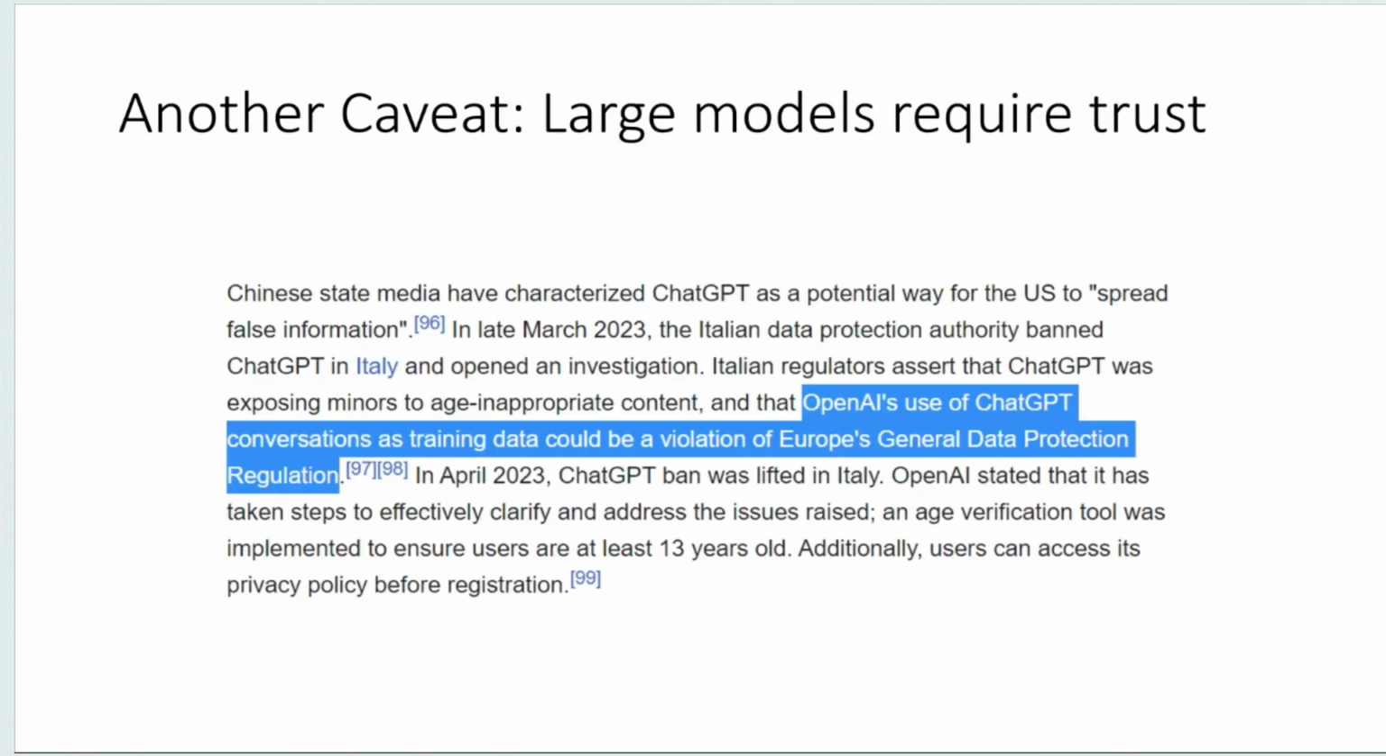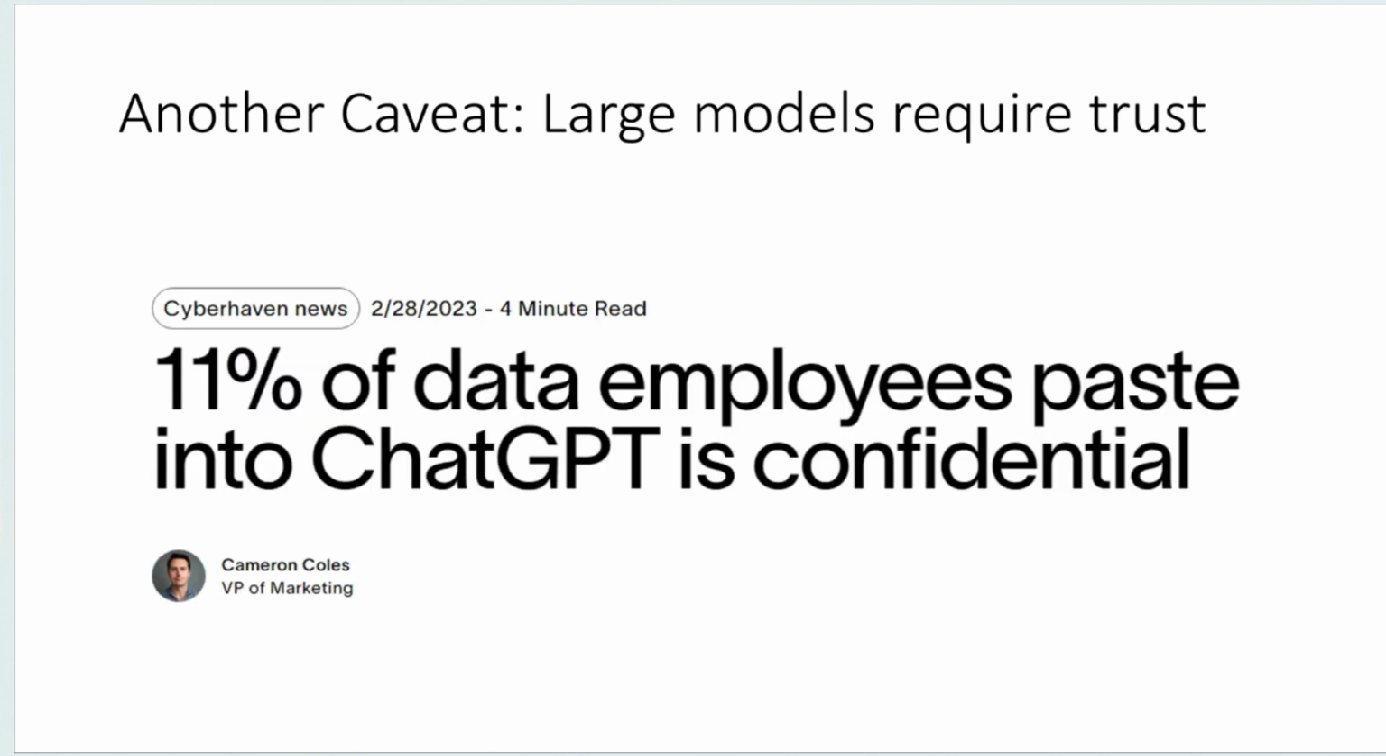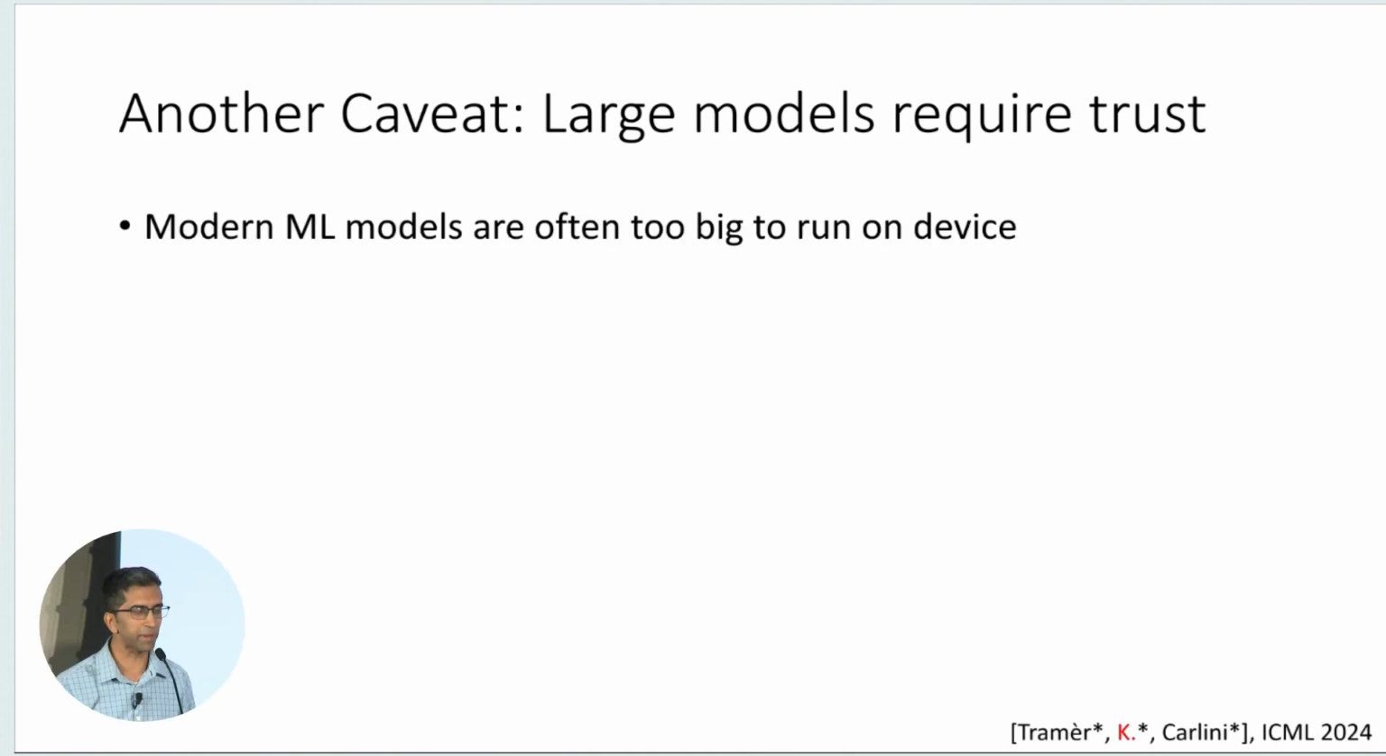Another caveat that we highlight is the fact that this is sort of a very different type of privacy issue, but these large models really require some sort of trust. For example, very early on in ChatGPT's release, there were some European GDPR regulations which were saying maybe this is not kosher, the way people just type in their information and what do you do with it. So I think for some time, it was banned in Italy for some amount of time. There's this thing by Cyberhaven News which said that 11% of data employees paste into ChatGPT is confidential. So that's pretty questionable.